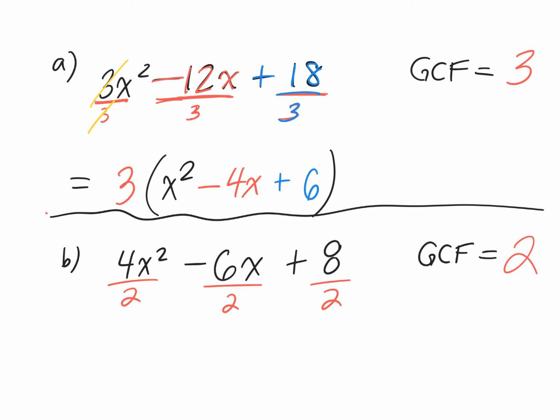So, how do I write it in factored form? What goes in front? 2. And then do the opposite. 2x squared. Negative 6x divided by 2 is negative 3x. 8 divided by 2 is 4.